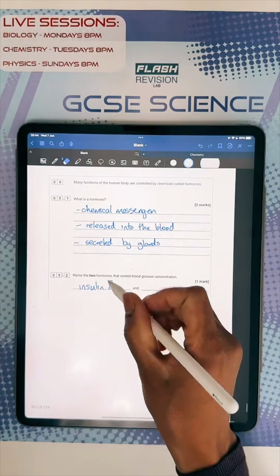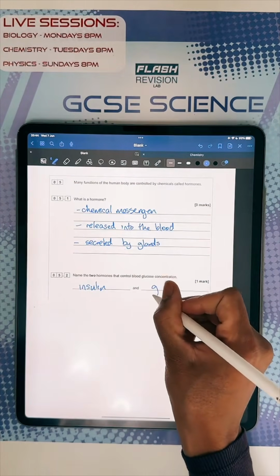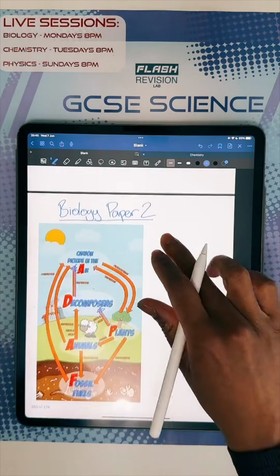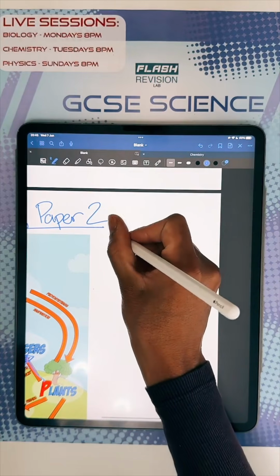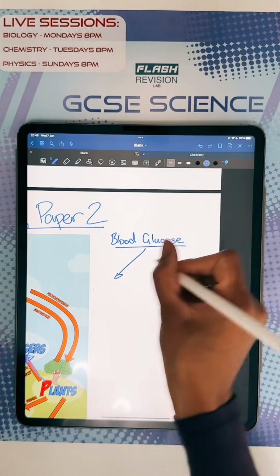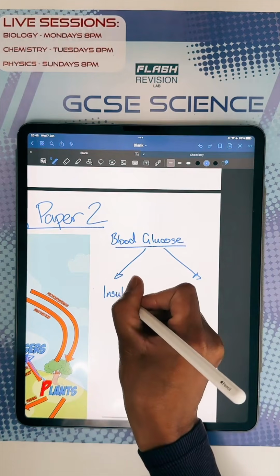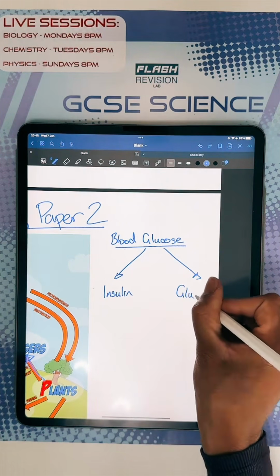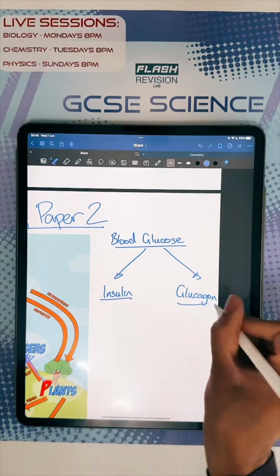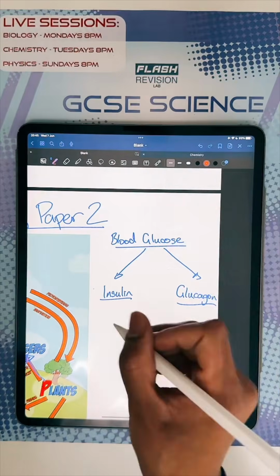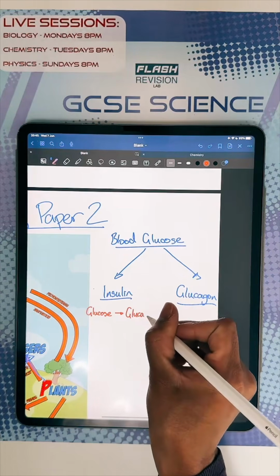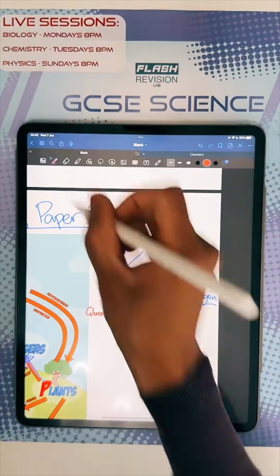This "and" is already there. Insulin and glucagon, not glycogen. Let me write the differences. People always get this confused. So in controlling blood glucose, there are 2 hormones involved, insulin and glucagon. Insulin does the opposite of what glucagon does. Insulin turns glucose into glycogen. So this is where it gets confusing, the names.